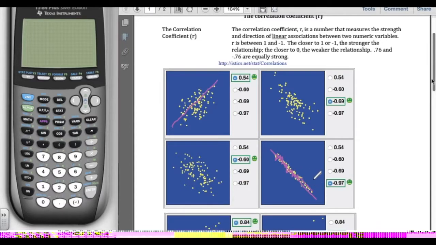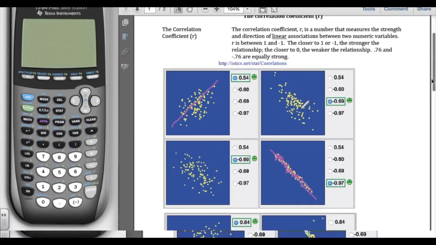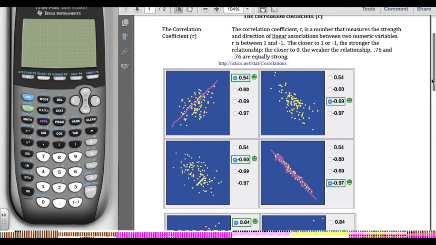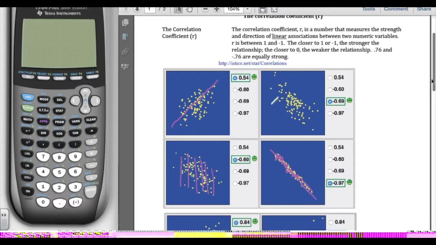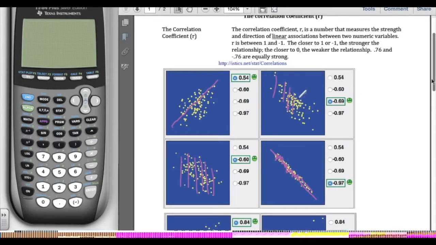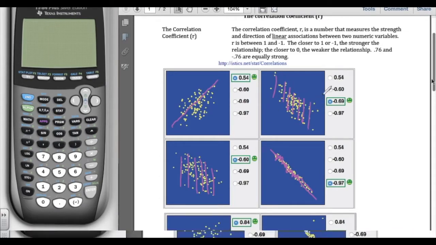It's a strong relationship. And out of the remaining 2, the bottom left and the top right, the bottom left is the negative 0.60. The top right is a negative 0.69. This bottom left is a little bit more scattered vertically than this one in the top right. The top right is a little bit more clustered.